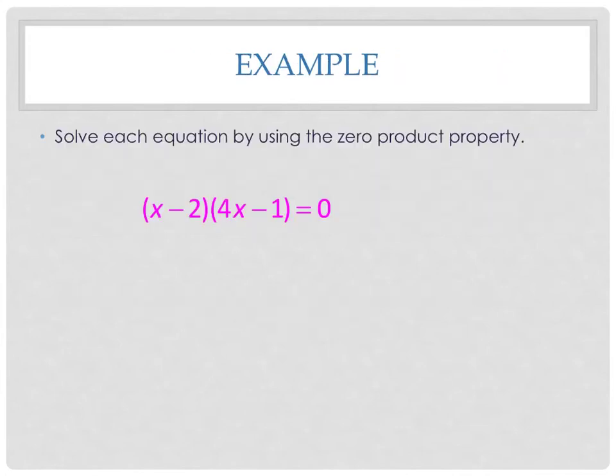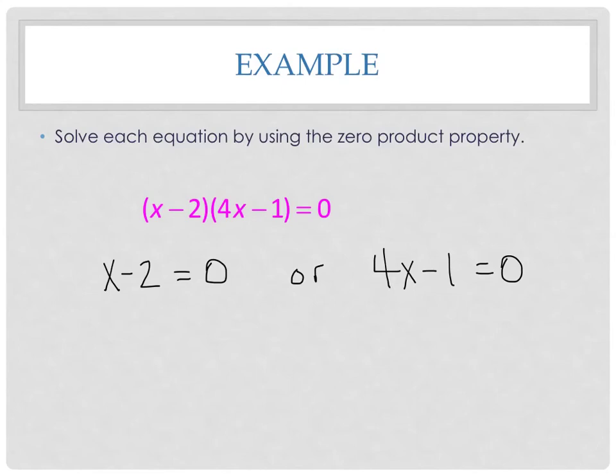So I want to solve this particular equation by using the zero product property. So we're saying that the binomial x minus 2 times the binomial 4x minus 1 has to equal 0. So back with my properties, if I know that two factors here equal 0, then I know at least one of these two factors has to equal 0, or both can. So in that case, I can solve this equation by simply saying, well, x minus 2 could be equal to 0, or 4x minus 1 could be equal to 0.